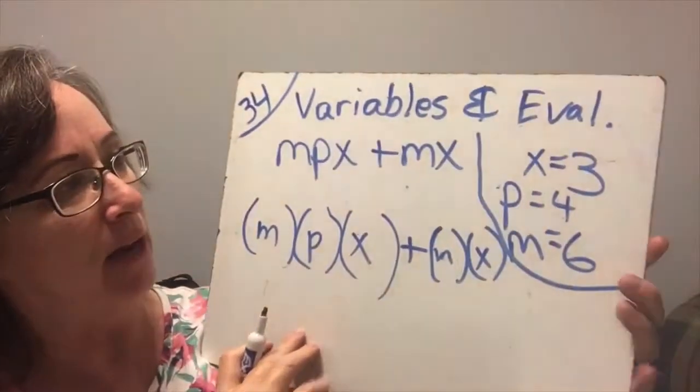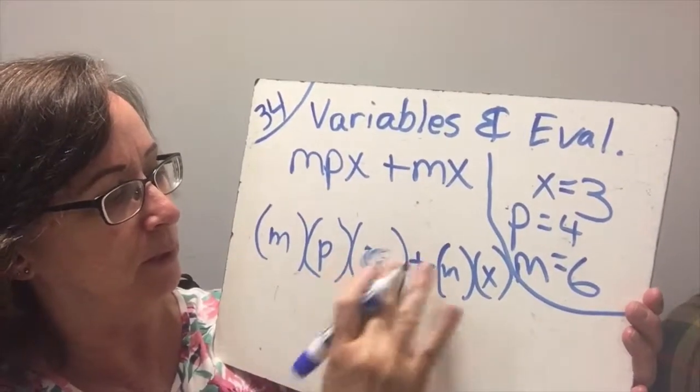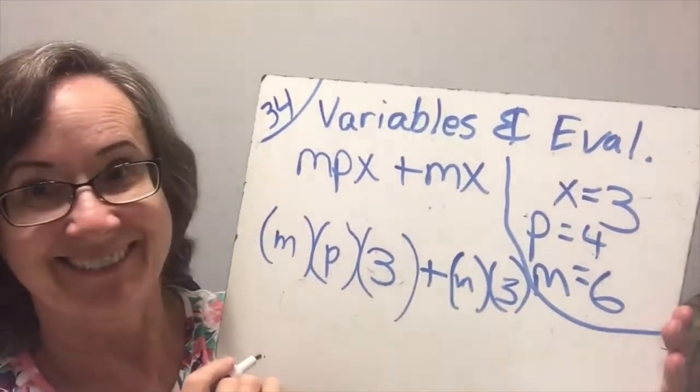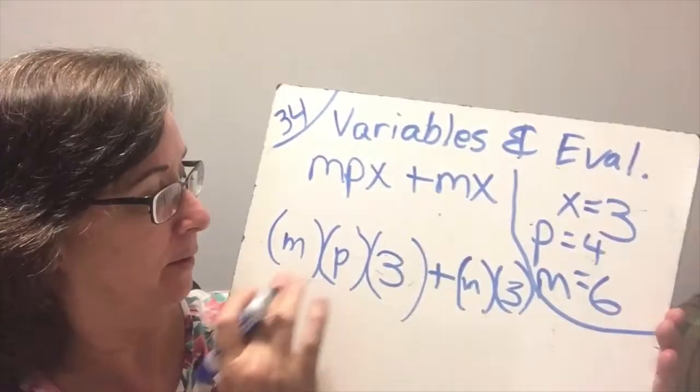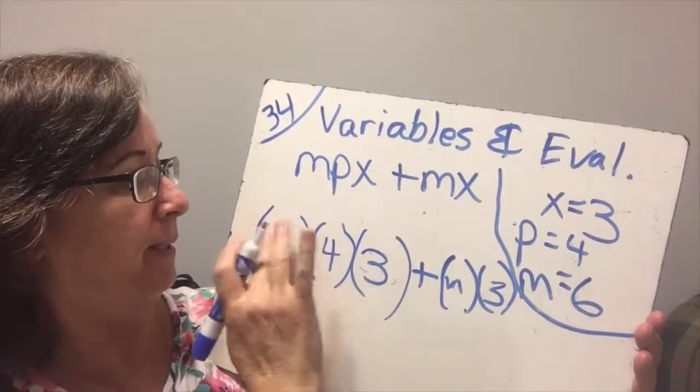Okay, so now x is 3. So everywhere we had an x, whoops, we're going to put a 3, not an x. And everywhere we see a p, we're going to put a 4. And everywhere we see an m, we're going to put a 6.